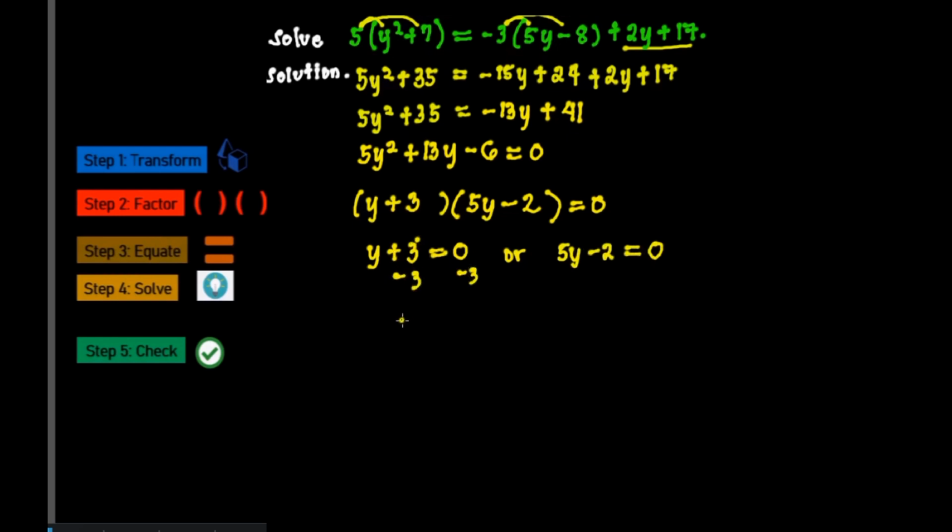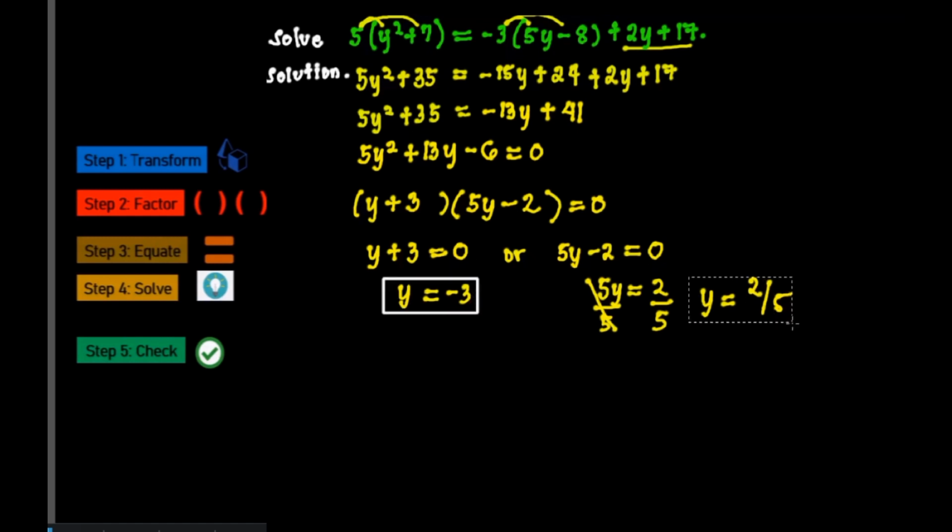So, we subtract 3 both sides. Then, ang may iwan dyan ay y equals negative 3. On the other hand, we add positive 2 both sides. So, we have 5y equals positive 2. Divide both sides by 5. Ang may iwan dyan is y equals 2 over 5. These are our two roots. And now, we will be checking the roots using the standard form of the equation. So, pwede yun, no? Yan.